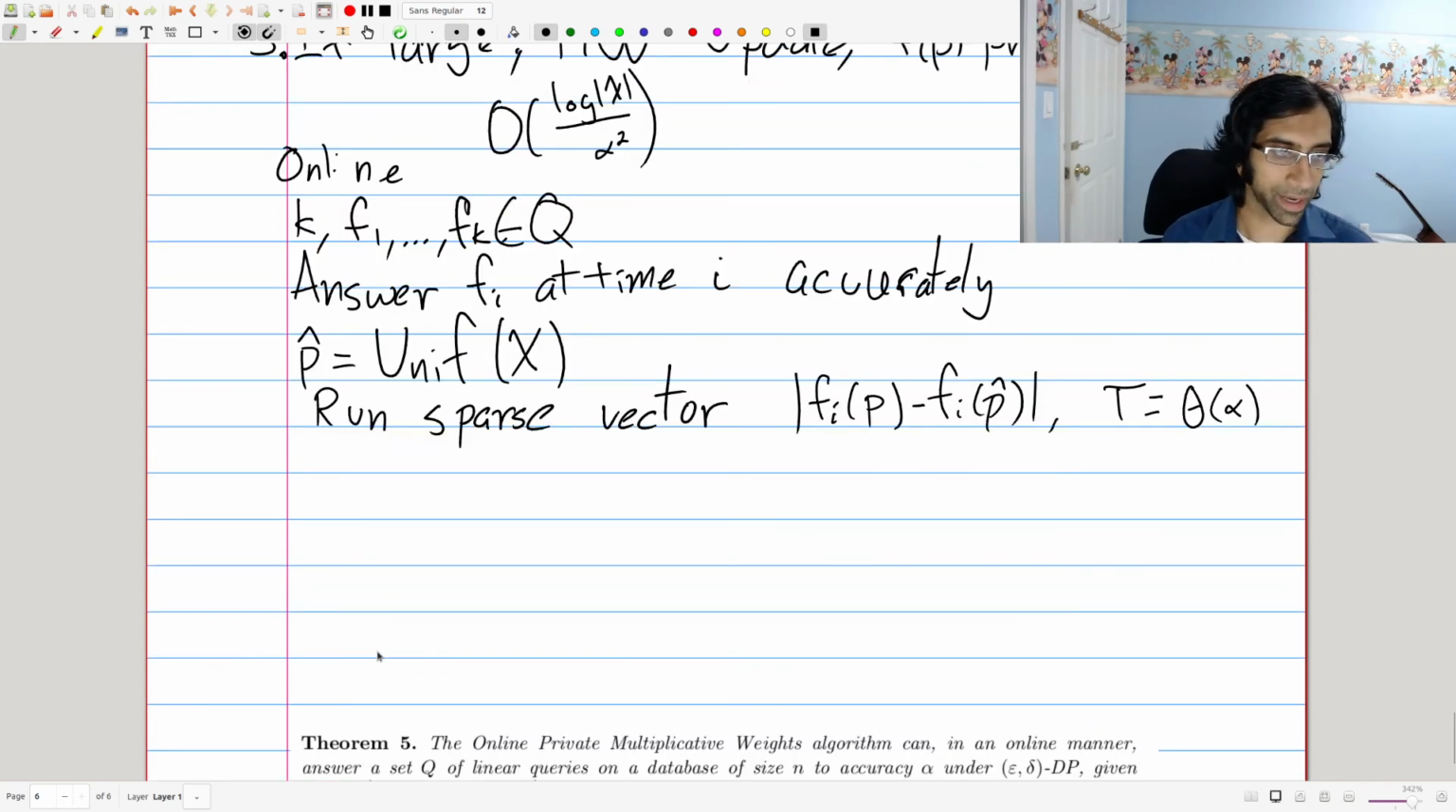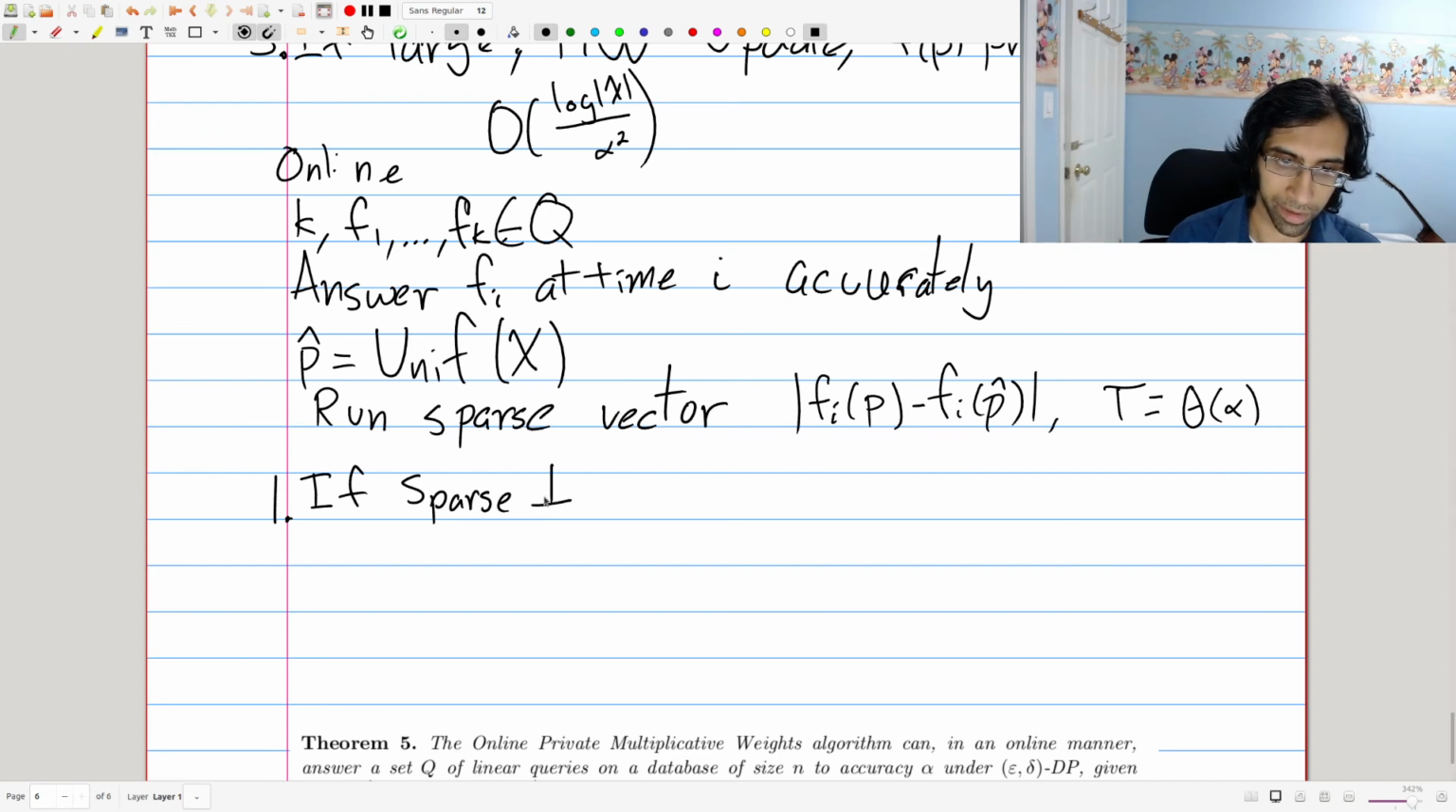So how do we go about this? Well, what we're going to do is the following sort of 3 steps. So at a specific time, this is step 1, at each iteration, if sparse returns bot, then what does that mean? If it returns bot, that means that f_i on p and the value of f_i on p hat are very close to each other. In fact, the distance is less than alpha.